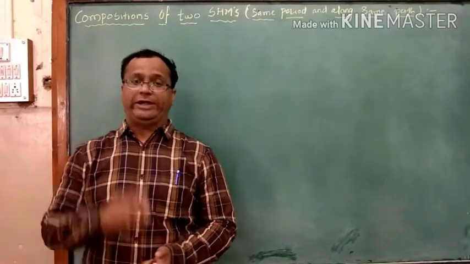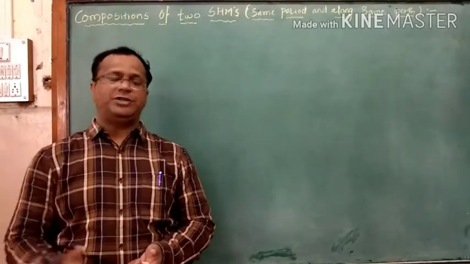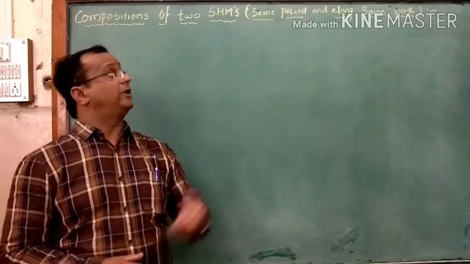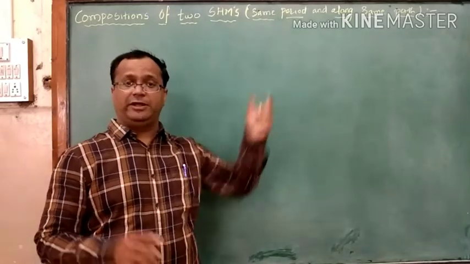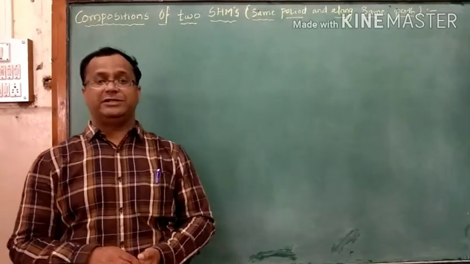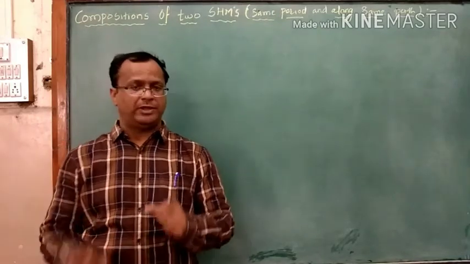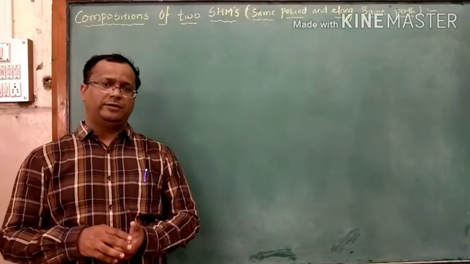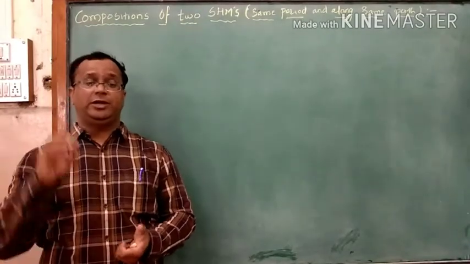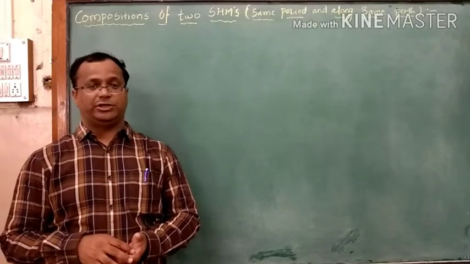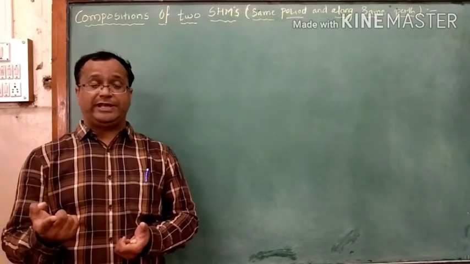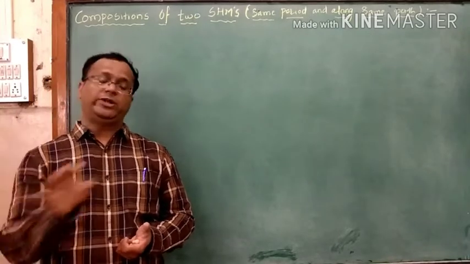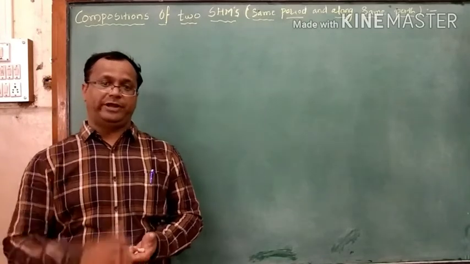Today we have to find out the equation of composition of two simple harmonic motions having the same time period, where the particle travels along the same path. Here we take a single particle which produces simultaneously two simple harmonic motions having the same time period, travelling along the same path, but their amplitude and initial phase are different, right?